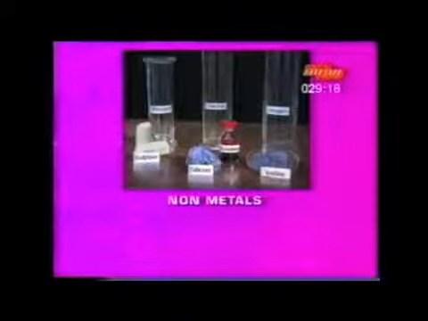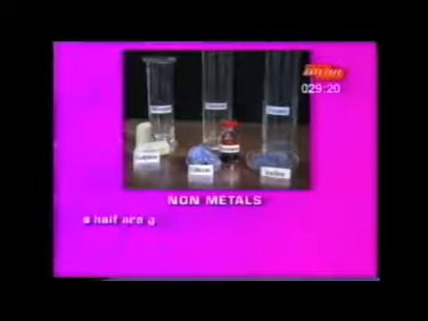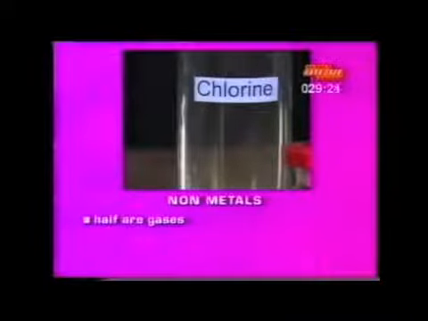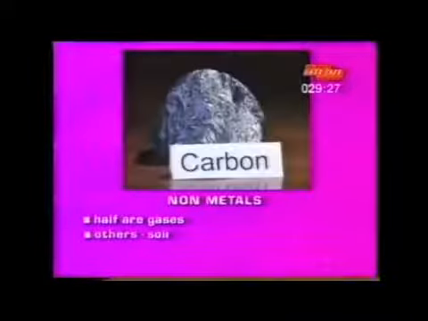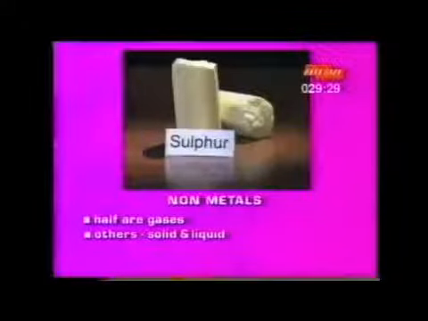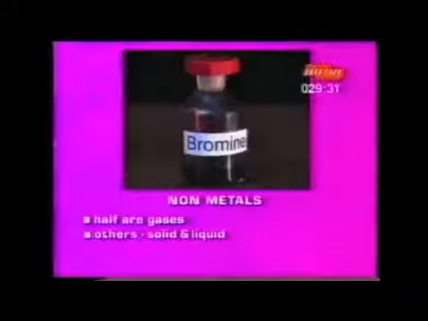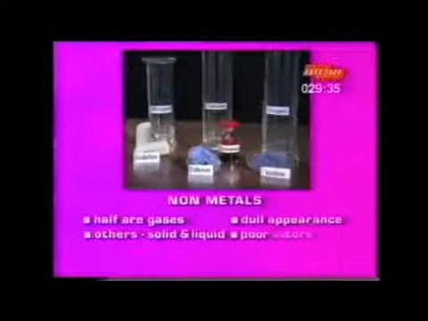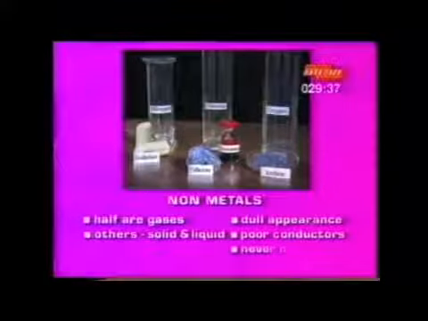Non-metals, on the other hand, are a very diverse group of elements. Half of them are gases at room temperature. For example, here are chlorine and oxygen, gases. Other non-metals are carbon and sulfur, which are solids, and bromine, which is a liquid at room temperature. Their appearance is dull, they're poor conductors of electricity, and they are never magnetic.